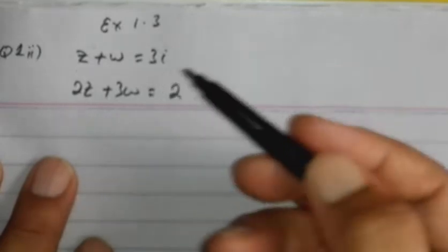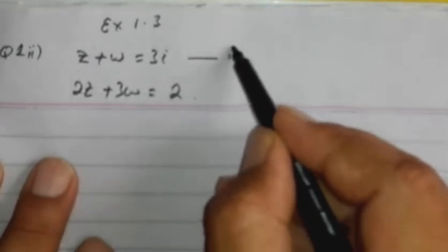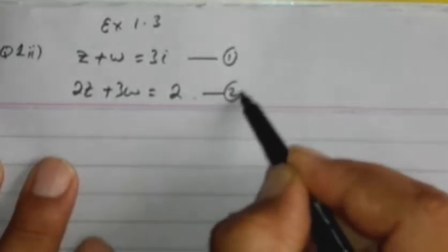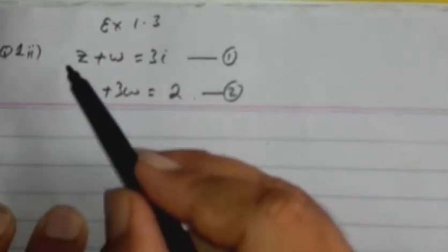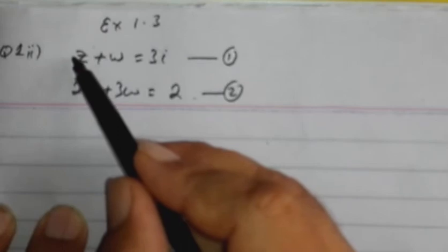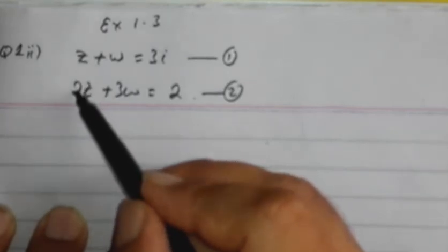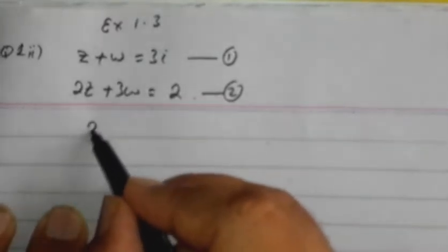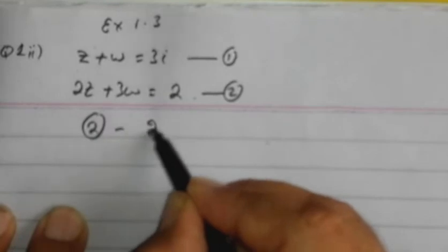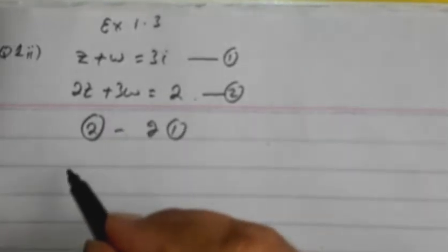In order to solve these equations, first we will give them names, equation 1 and 2. Now look, here the coefficient of z is 2 and here 1. So we will multiply equation 1 by 2 and then subtract it from 2. So we will get the value of w. So equation 2 minus 2 times equation 1.